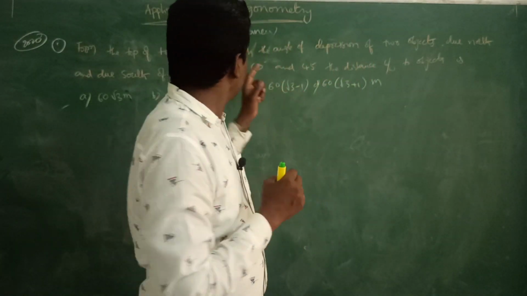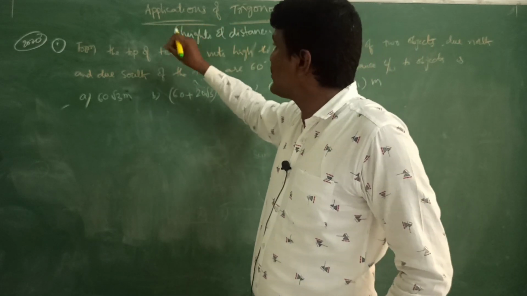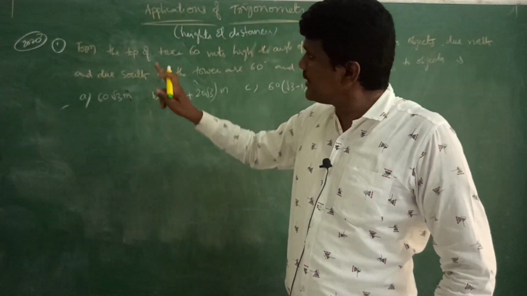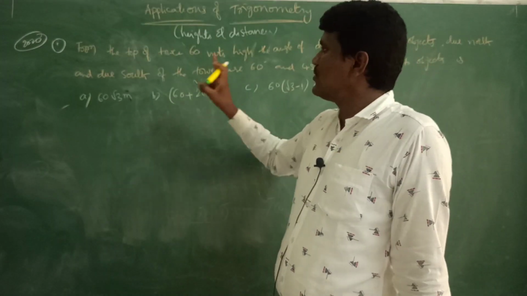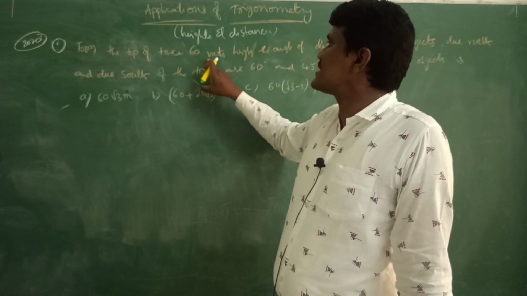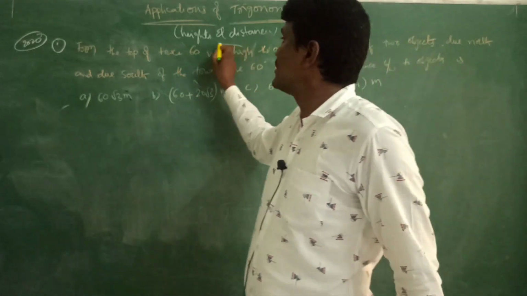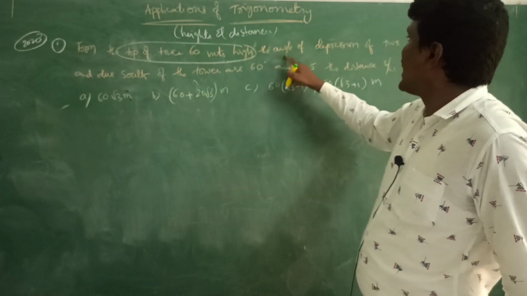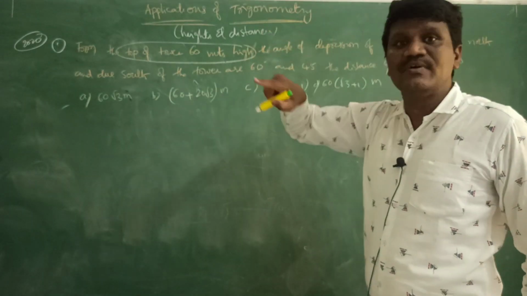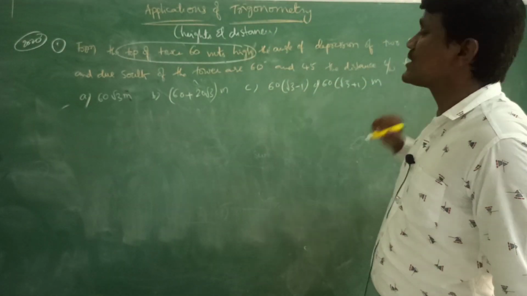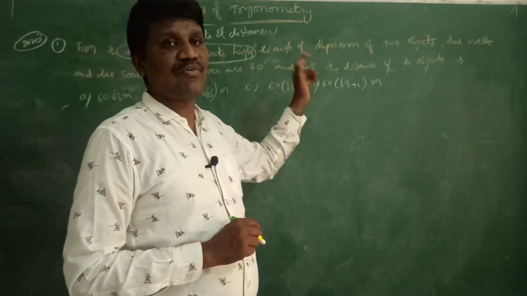Here, for solving the first one, the diagram is the most important. First understand the question. In application of trigonometry, understanding the question is the most important. Read the question once, twice, thrice. Then only you will understand what is given and what is to be done. First question is, from the top of a tower 60 meters high, that means there is a tower which height is 60 meters, right? Next, the angle of depression of two objects due north and due south of the tower are 60 and 45.